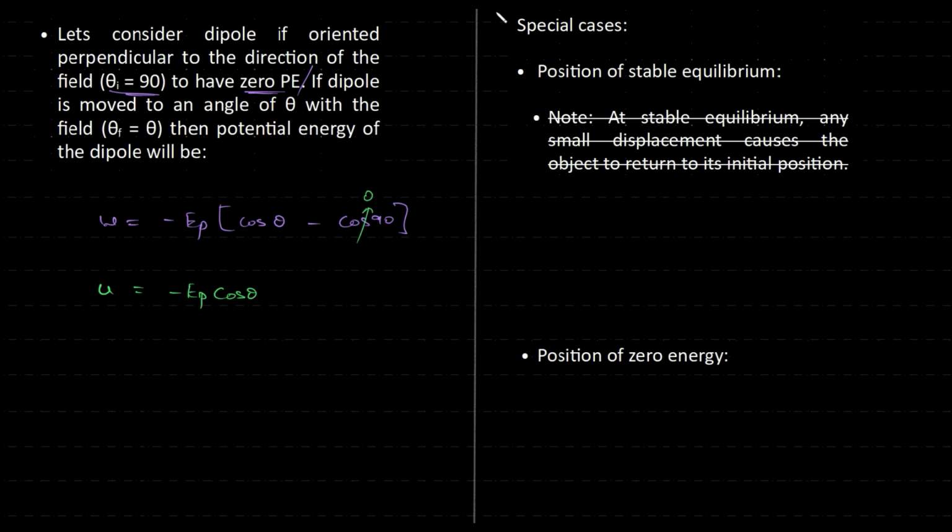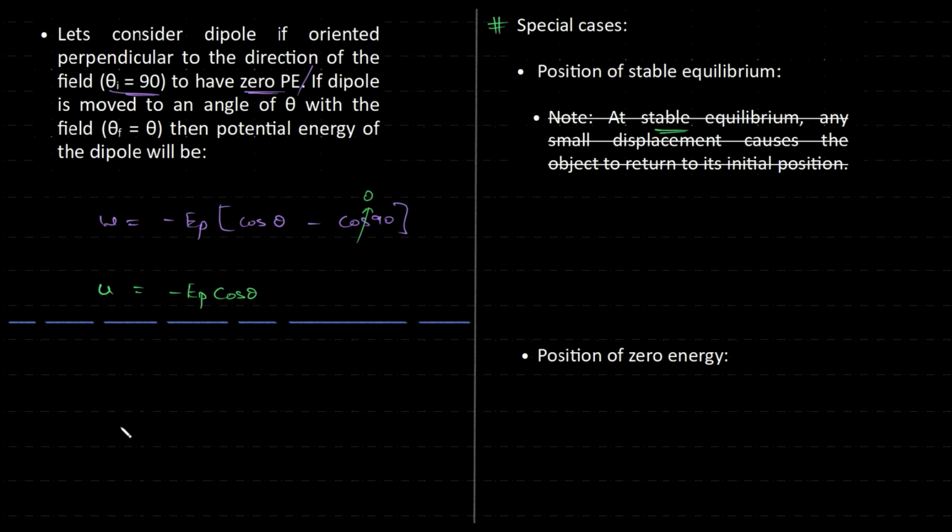Okay, so that's done. Now we are looking at a special case wherein we have a position of stable equilibrium. What place should we keep this dipole in this uniform electrical field so that it's in stable equilibrium? I hope you remember the definition of stable equilibrium: with a small displacement, the system comes back to its original state. You have to be very good with your basics for understanding 12th grade and higher.